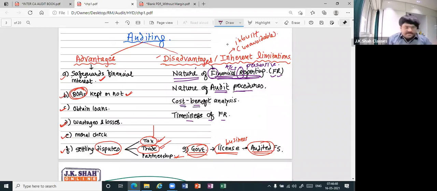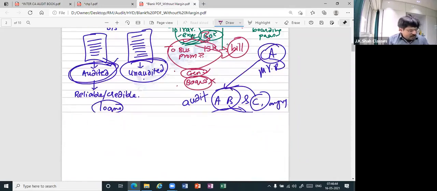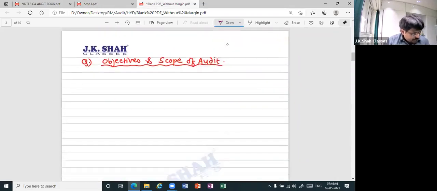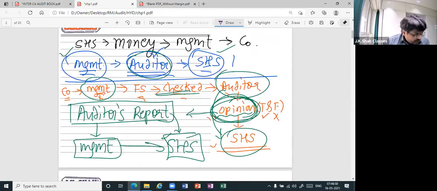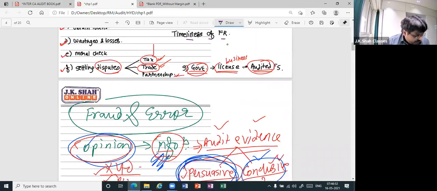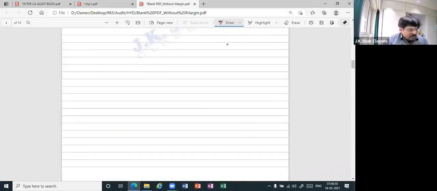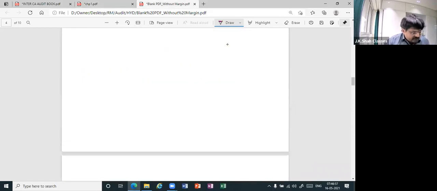Next one, cost benefit analysis. Now this also is simple, but listen. Where will I write? Pages exhausted. Row. Where? I don't know. Now I am also having some inherent limitation. Anyways, I'll take some last page.